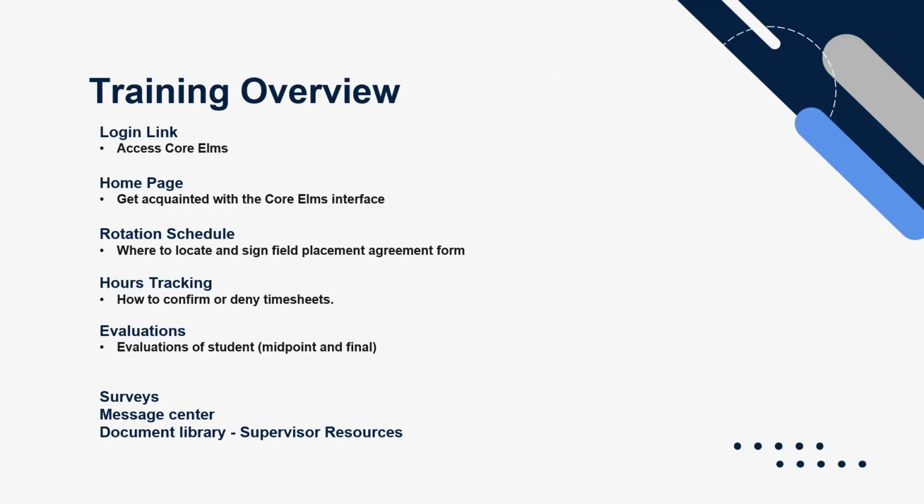In this training, we will review the following topics. Login link, where you can access Core Elms. Home page, where you can navigate all the functions of Core Elms. Rotation schedule, where you locate and sign the field placement agreement form. Hours tracking, where you confirm or deny student timesheets. Evaluations, where you locate and do evaluations. And finally, surveys, message center, and document library.